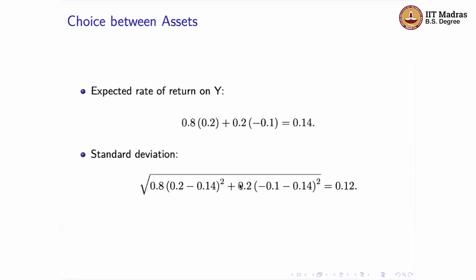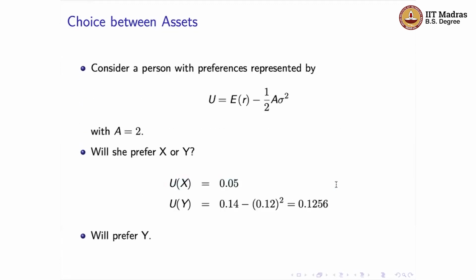What about for Y? We have that the expected rate of return is 0.14 and the standard deviation is 0.12. So we can again plug this in. Half A, by the way, will become 1. So you end up getting 0.14 minus 0.12 squared. And if you do the calculation, you end up with 0.1256, right? So clearly that is more than 0.05, and therefore this person will prefer Y, right?